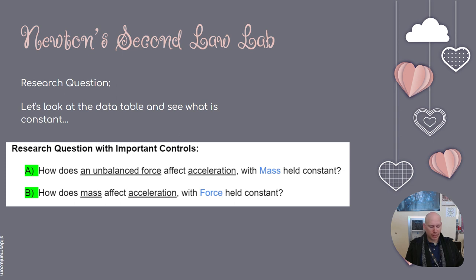This lab is going to be a little different than the others for a couple of different reasons. One of the reasons is that we're going to be doing two labs at once. We're going to be looking at two different things. So the first thing we're going to be looking at is part A, how the unbalanced force affects acceleration. And then the second part is we want to look at how mass affects acceleration. And again, this time we have to hold force constant because we already know that if we change the force, it's going to be changing the acceleration. So we don't want to be messing around with that if we're looking for the relationship between mass and acceleration.